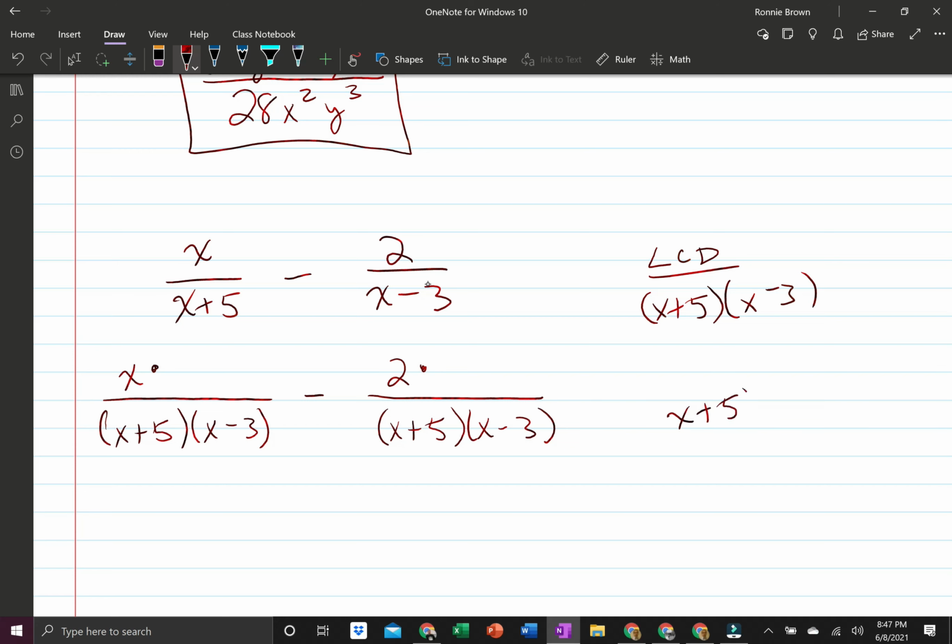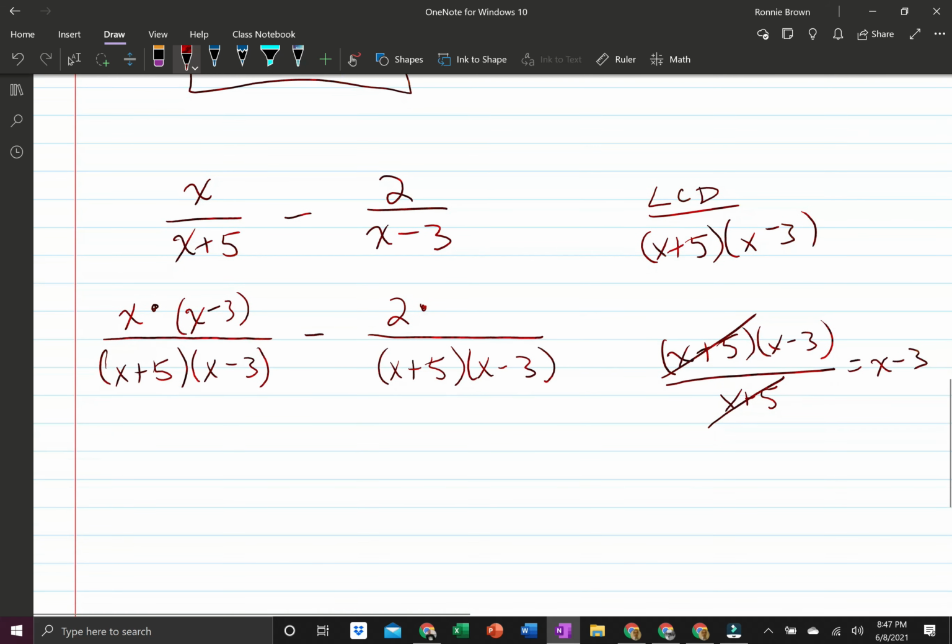No big deal. X plus 5, x minus 3, and we divide the LCD by the old denominator, which is x plus 5. When we do that division, they cancel out, and we're left with x minus 3. So therefore, we're going to multiply that old numerator of x times x minus 3.